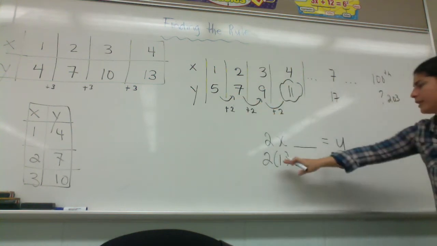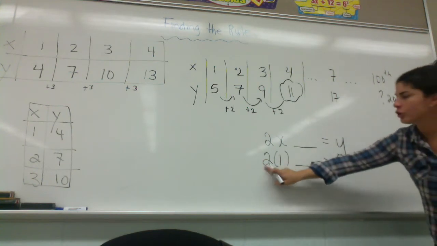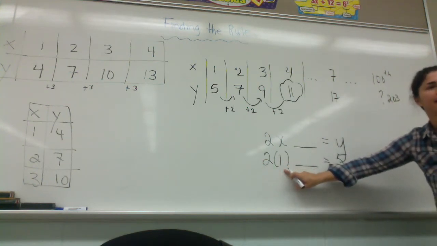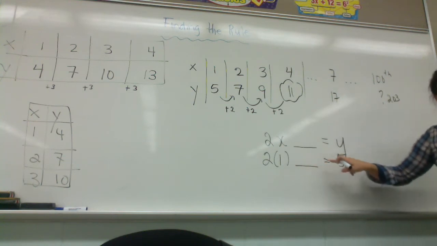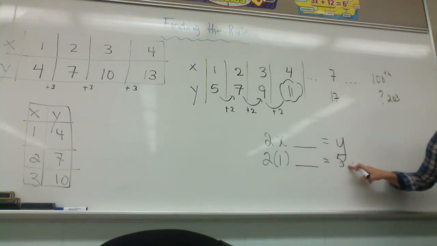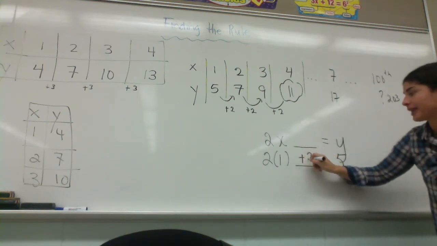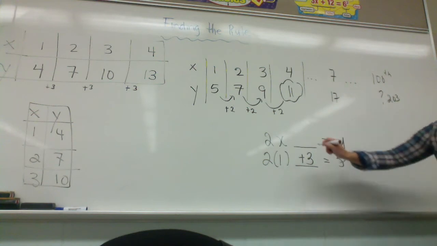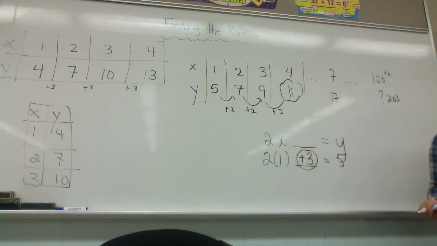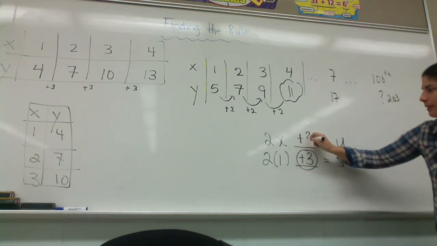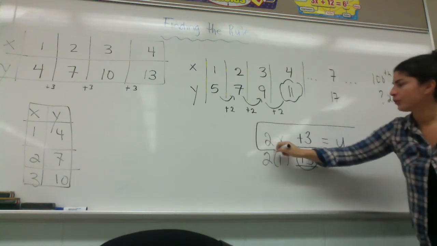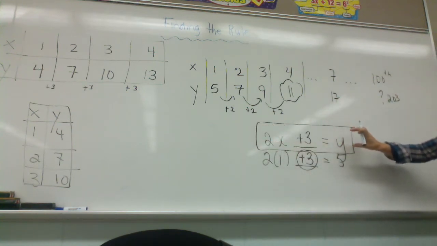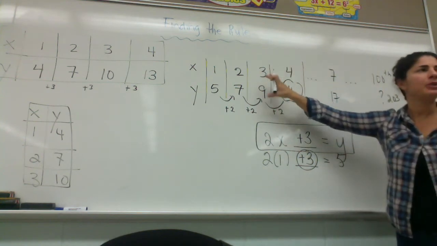Now, this is an equation. Let's make it true. 2 times 1 is? What do I need here to make this true? Plus 3. Yes? Somebody's learning. At least there's somebody learning in my class. So this plus 3 is my initial value. Check it out. Plus 3. We just found the rule that belongs to this table of values.